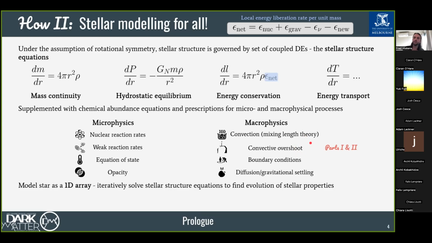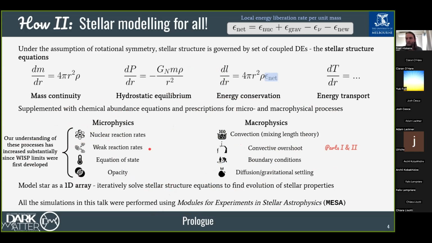So the idea here is that you would model the star as a one-dimensional array, where each cell in the model has well-defined thermodynamic parameters, and then just iteratively solve these equations with prescriptions for these phenomena to find the evolution of the stellar properties. And it's worth mentioning here that, as I'm sure you can imagine, our understanding of these processes has improved substantially since WISP limits were first developed, and even over the last 10 years as well. So I should flag here that all the results of the simulations you'll see in this talk were generated using the code Modules for Experiments in Stellar Astrophysics, or MESA, as well.